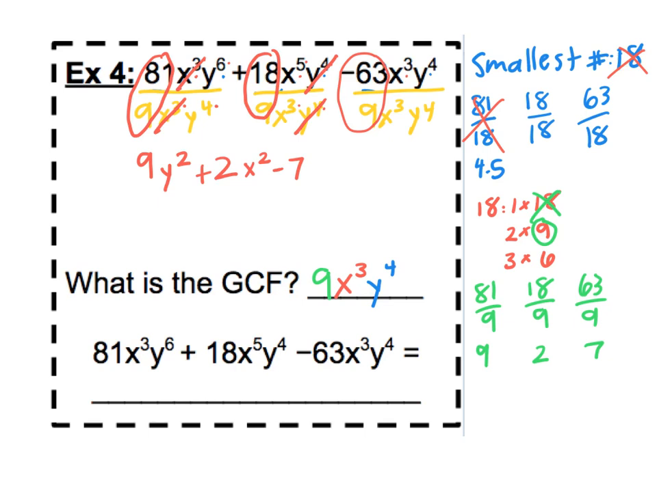I have 3 x's on top and the bottom, so they cancel out. 4 y's on the top and the bottom, so they cancel out too. So for my final answer, I need my GCF out front. We said it was 9 x cubed y to the 4th. And we're going to multiply that by what we just found, 9 y squared plus 2x squared minus 7.